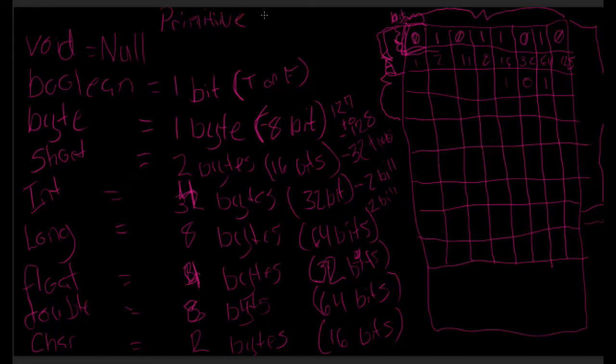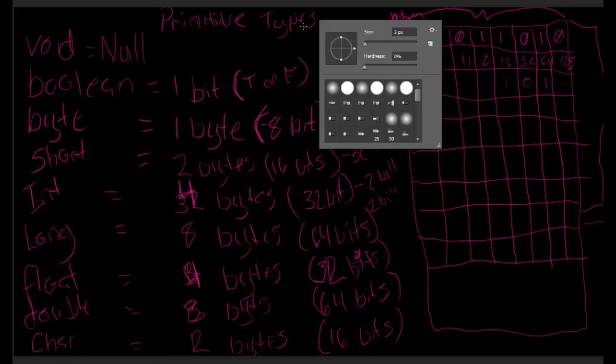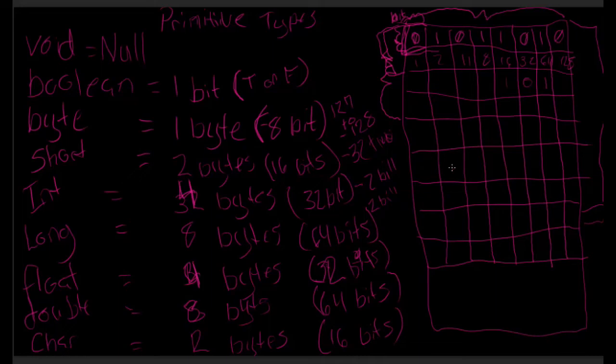Primitive types. These are our primitive types right there. And hopefully you kind of understood that. If not, this will be drilled into your head by the time we're done, so you don't have to memorize it.